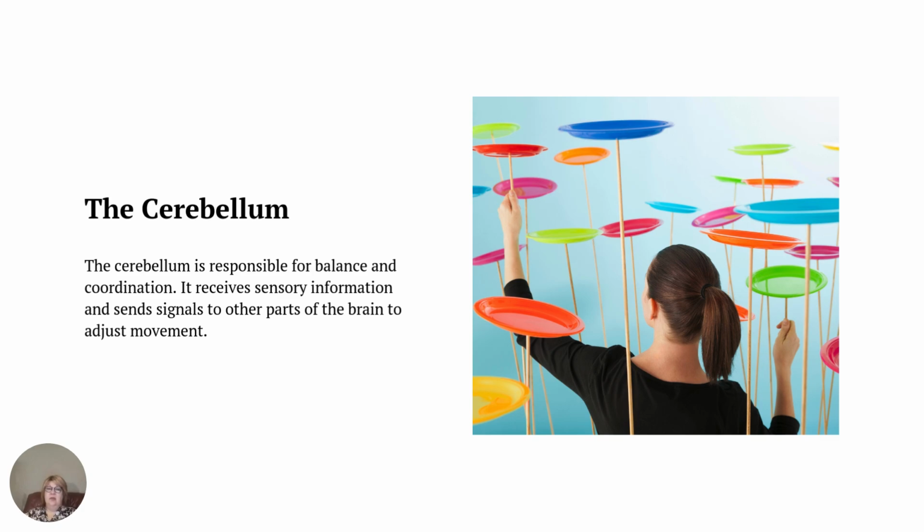Now, the cerebellum is responsible for balance and coordination. It's in the back of your head. You're going to learn a little bit more about that in the videos that we cover, and it receives sensory information. So when people are dealing with change, maybe they get their desk changed, and it just really kicks these chemicals, neurohormones, and things in, and they get a little bit off balance. The cerebellum takes physical sensation, sensory information, and sends signals to other parts of the brain to adjust movement.